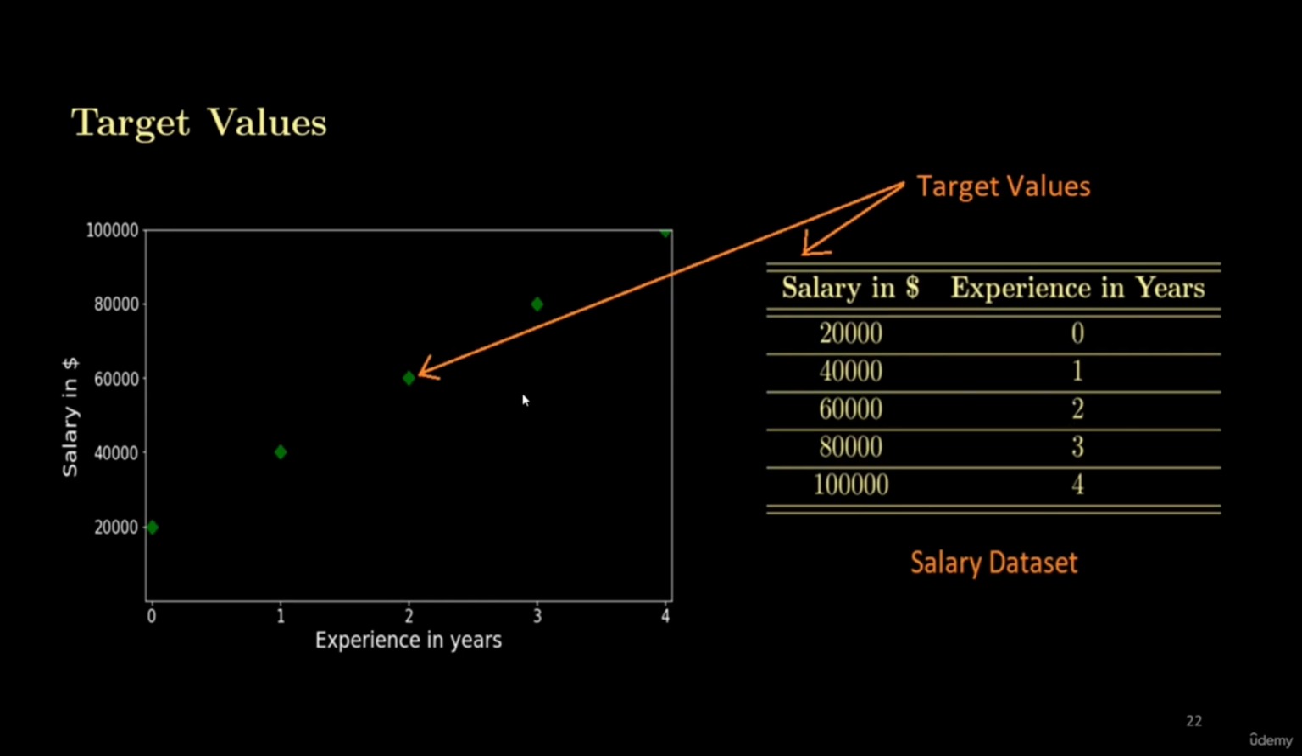So if I plot a scatter plot out of this salary dataset, I will get those 5 points. These are called the target values, and these are the values on which I will train my regression model. After training, the regression model will give us a value, and that value will be known as the predicted value. So let's see how we can get the predicted value from a model.